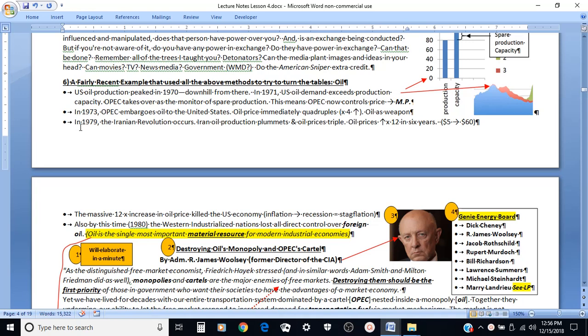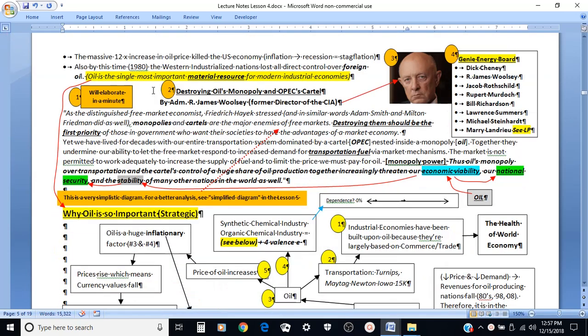Then just 6 years later, in 1979, the Iranian Revolution occurs. Iran's oil production plummets and oil prices triple. So the effect was, in the span of 6 years, oil prices went up 12 times. For example, if oil was at $5 a barrel before this, 6 years later, it's $60 a barrel. Now, the massive 12-time increase in oil price killed the U.S. economy.